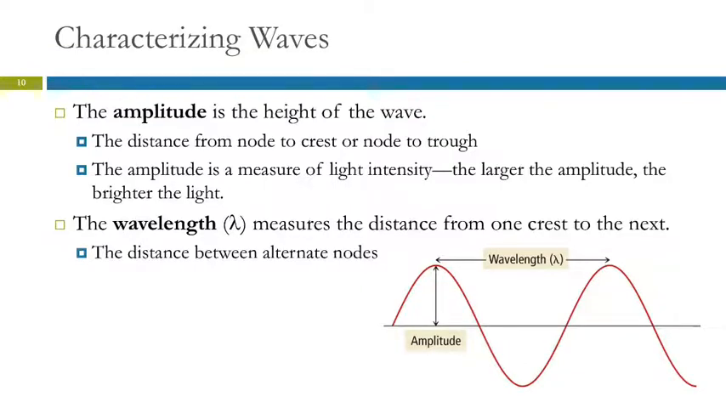Amplitude measures the intensity of the light, how bright it is. So a larger intensity is going to be a brighter light. We can also measure the wavelength, the length of the wave. That's from one peak to another, one crest to another. That's given the symbol lambda, which looks like an upside down lowercase y.